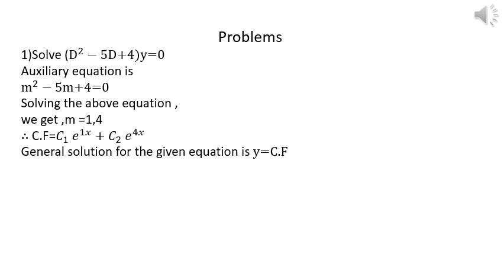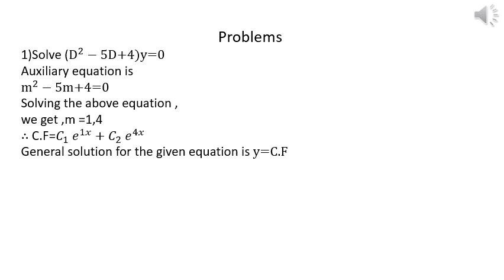So rewriting into two values of d, they are d is equal to 4 and 1. Both are real numbers, they are different numbers. So complementary function is c1 into e to the power 4x plus c2 into e to the power 1x, where c1, c2 are arbitrary constants.